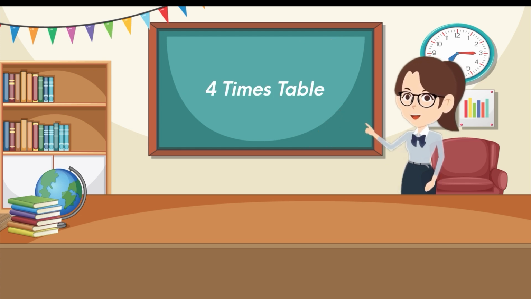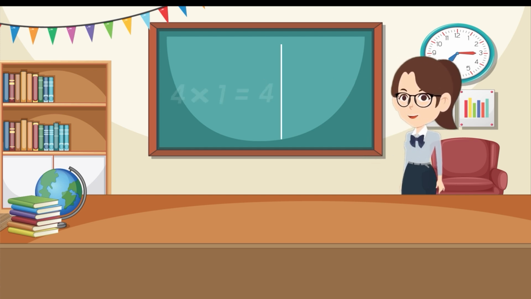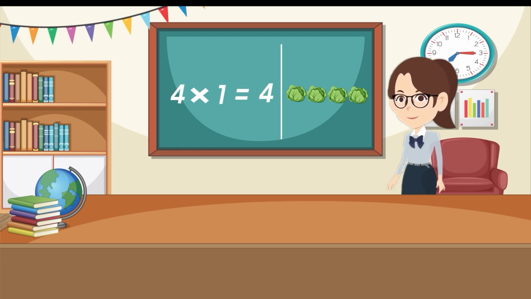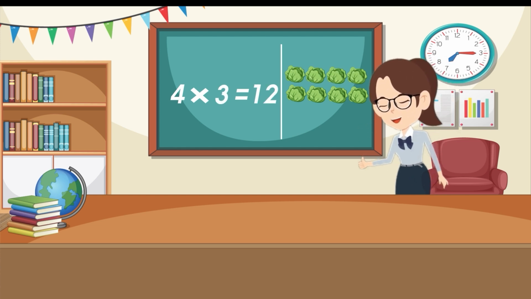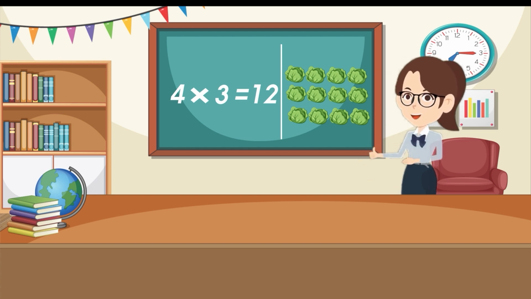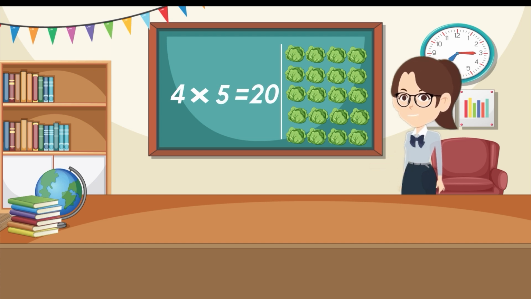4 times table. If you want to multiply a number by 4 quickly, then double it twice. 4 into 1 is equal to 4. 4 into 2 is equal to 8. 4 into 3 is equal to 12. 4 into 4 is equal to 16. 4 into 5 is equal to 20.